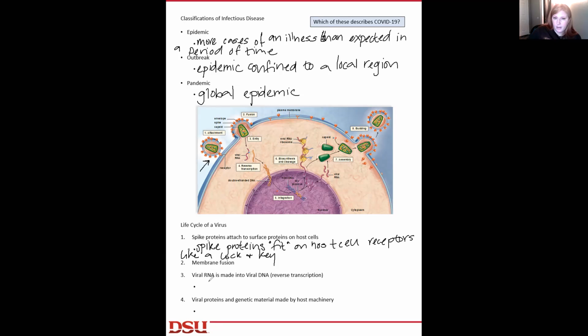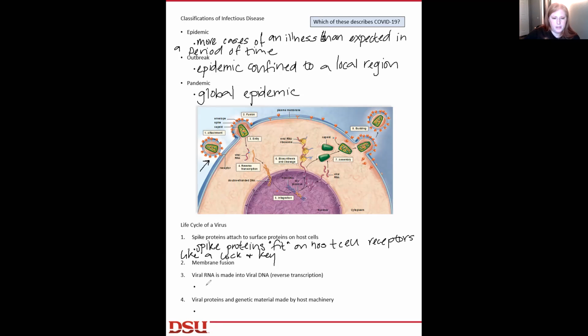If this is an RNA virus, the RNA is first made into DNA. So it's a backwards process. Normally, we have DNA that's transcribed into RNA and then into a protein. Well, in this case, we go in with RNA, meaning we have to backtrack. It's called reverse transcription, make DNA, and then we'll go ahead with the rest of the process, okay?